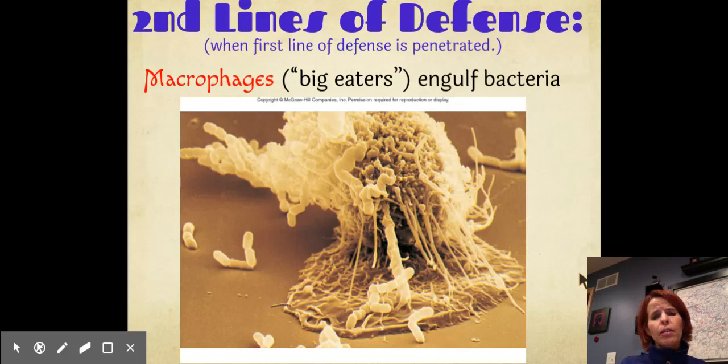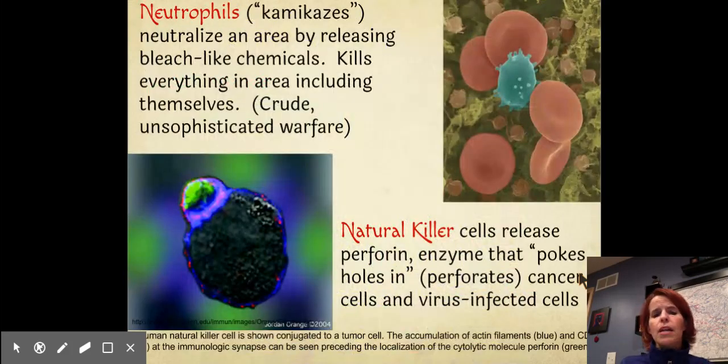There are three important cells that we'll talk about in the second lines of defense. First of all are the macrophages. The term macrophage means big eater. Whenever somebody penetrates through the skin, they come by and they can engulf it. They're kind of like giant vacuum cleaners. You're going to run into the macrophages in the third line of defense as well, but we're introducing them here as a second line of defense.